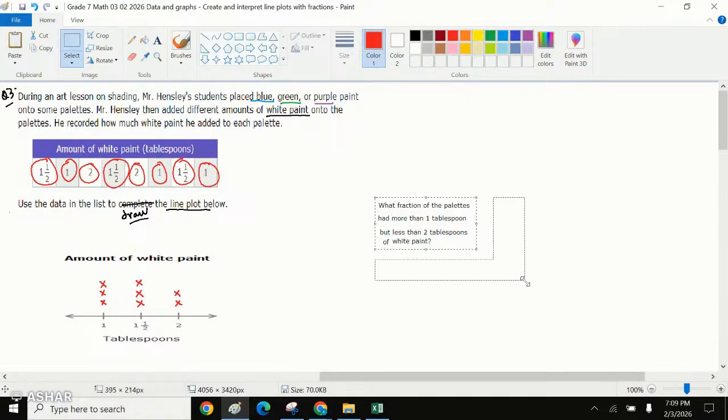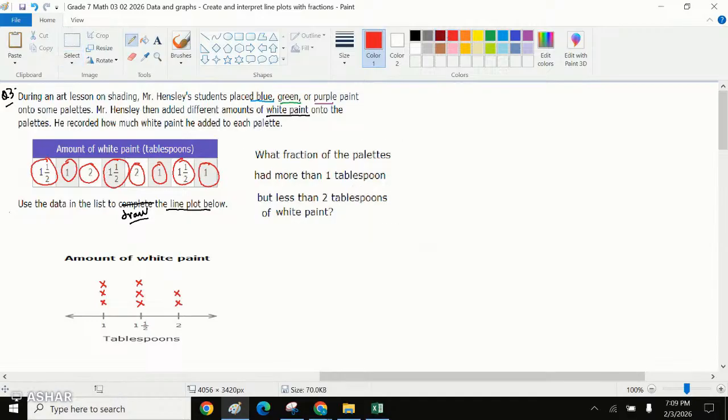Okay, let's do this question from the given information. This is our part A. They're asking what fraction, so we need to count the total number of palettes. There were 1, 2, 3, 4, 5, 6, 7, and 8, right? What fraction of palettes had more than 1 tablespoon? More than 1 means it cannot include 1, but it can have values more than 1, like 1.5, 2, and so on. But it cannot be 2 or greater than 2. So what is the number between 1 and 2? That is only 1.5, right? 1 whole 1 upon 2.